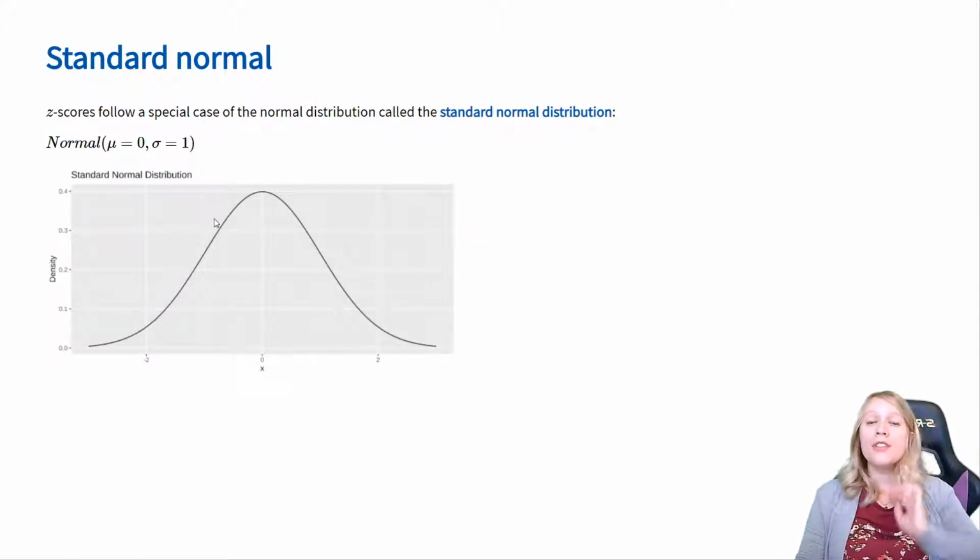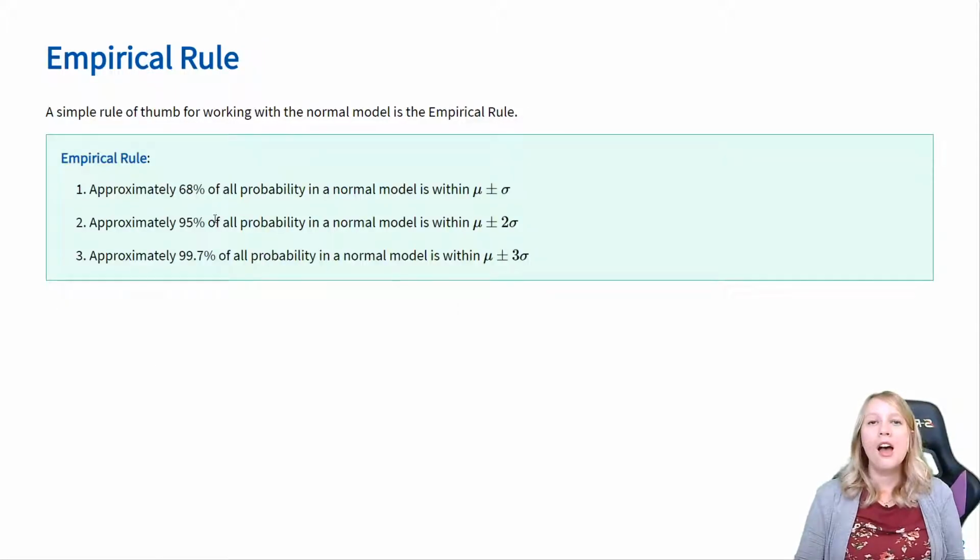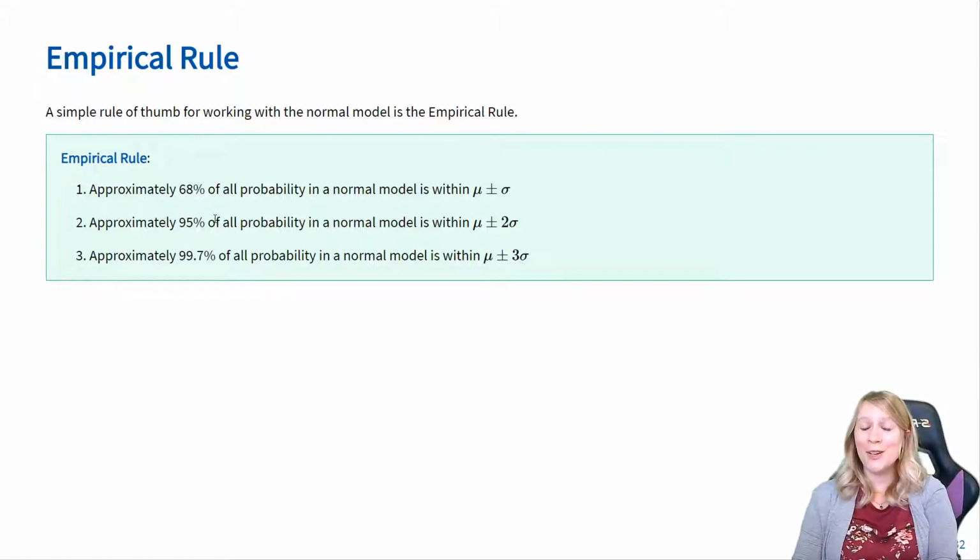It turns out that z-scores themselves are also normally distributed, and they follow a special normal distribution called the standard normal distribution. The standard normal distribution is actually one that you've seen before when we first introduced the normal. The standard normal has mean 0, standard deviation 1. So it looks like this. From that standard normal, we can come up with a pretty nice rule of thumb for working with normal distributions.